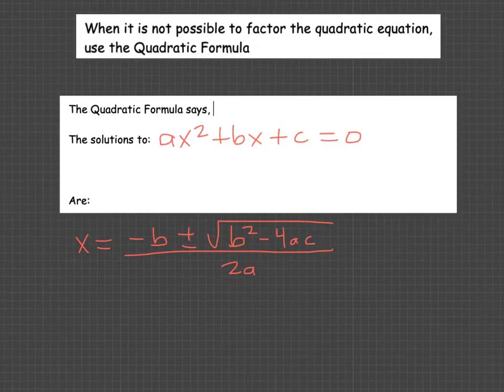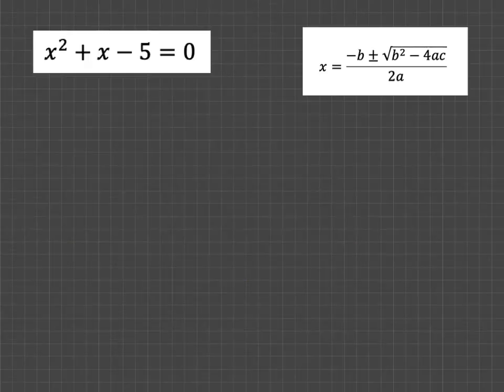Now we can get two solutions because we've got the plus or minus here. The plus case and the minus case are each separate solutions. That gives us the possibility of having two solutions. Let's look at our example now and use the quadratic formula.